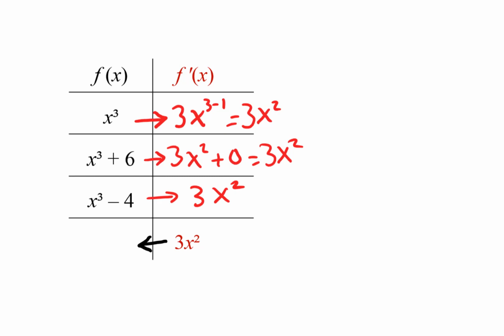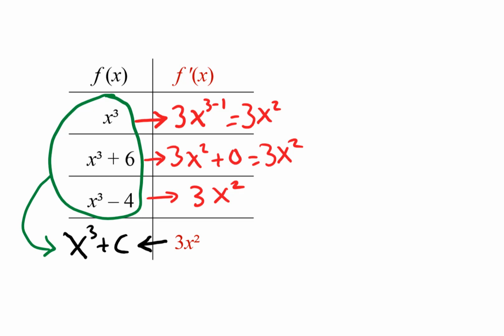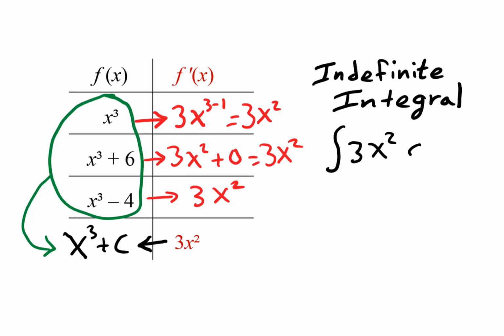Now we want to go the other way. We have a derivative of 3x squared, and we want the original function. It could be x cubed plus 6, x cubed minus 4, or any similar function. We represent all of these possibilities by writing x cubed plus c, where c stands for a constant number. Notice that c cannot be a function of x. It can't be the sine of x or the square root of x or anything like that. It has to be a constant number because its derivative has to be 0. This gives us the antiderivative, also known as the indefinite integral.